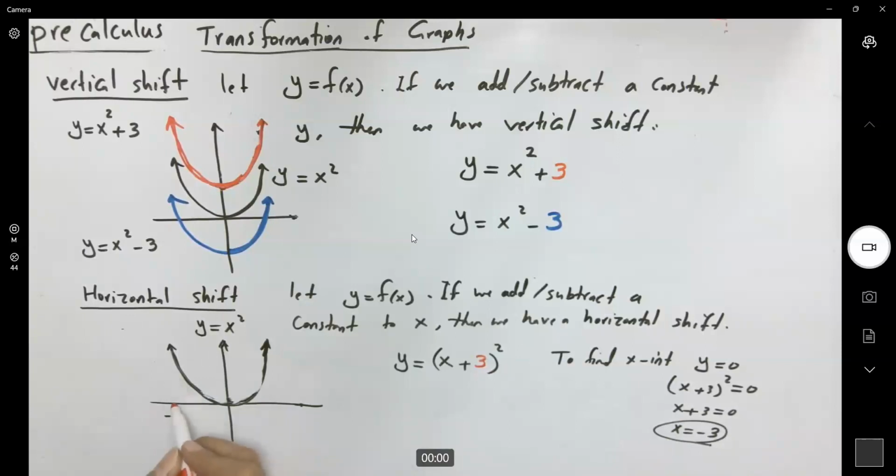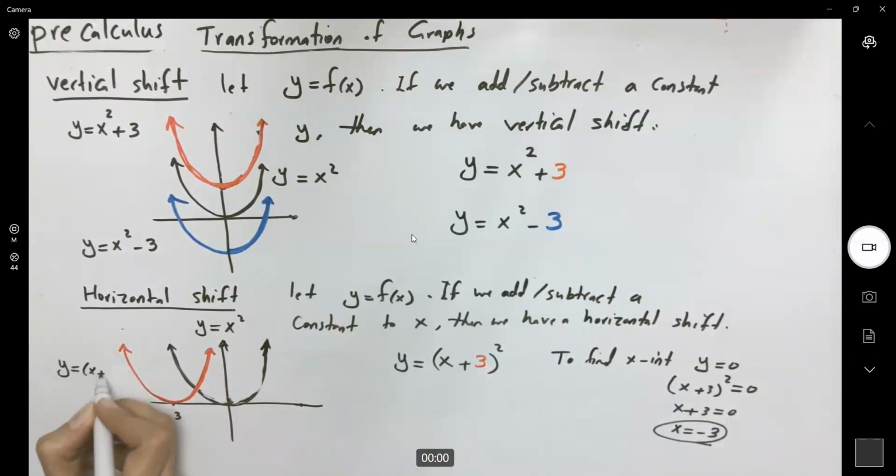So this guy is my quadratic function. The parabola shifted to the left. So this is (x plus 3) to the second power. Adding shifts the graph to the left. Subtracting shifts the graph to the right.